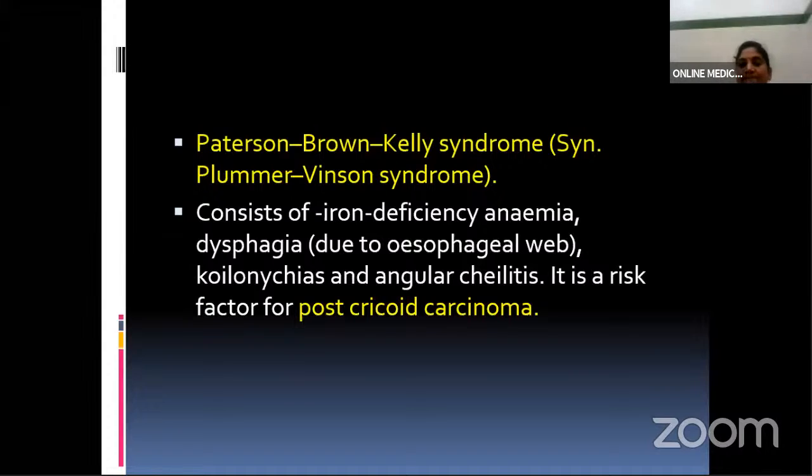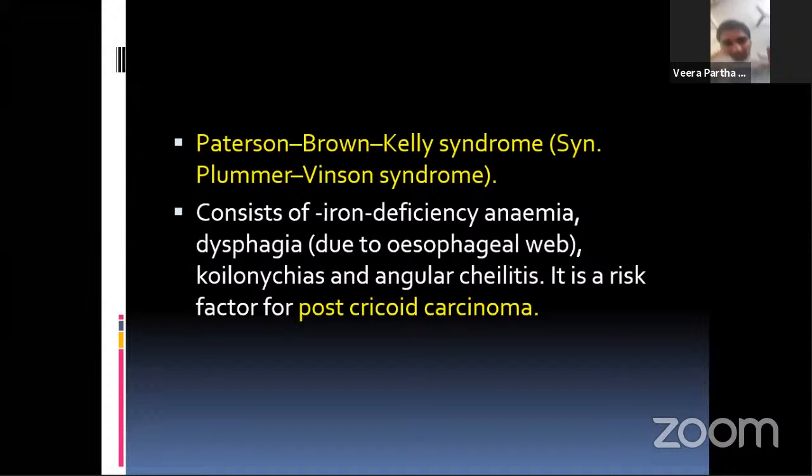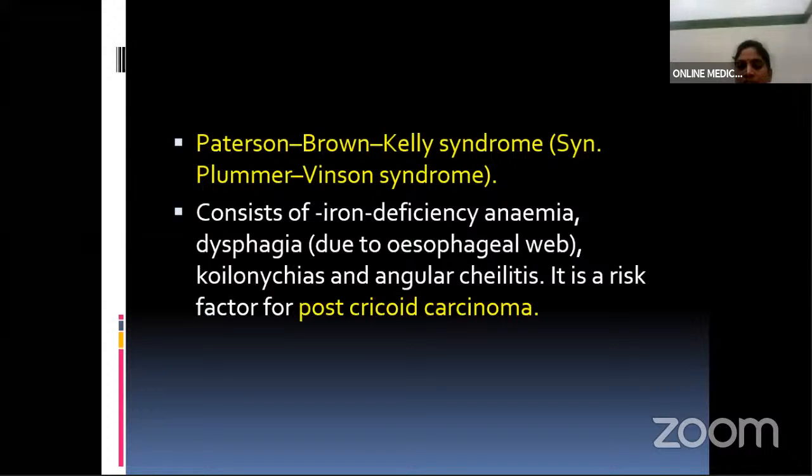Veerapartha Sarathi. Yes, ma'am. What is Plummer-Vinson syndrome? Ma'am, iron deficiency anemia will be there, cholecystitis will be there. Okay. See, Plummer-Vinson syndrome is otherwise called Paterson-Brown-Kelly syndrome. So they may ask you either of these names, and you should be aware of them. They will ask you in a short form. So there are two names for Plummer-Vinson syndrome.